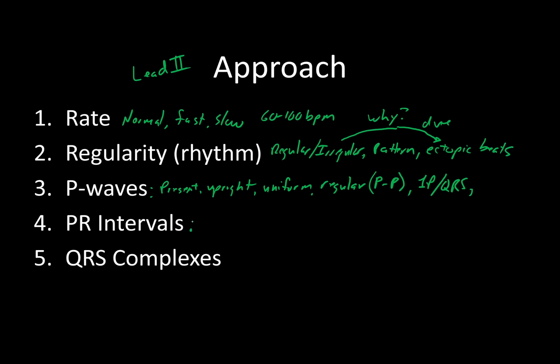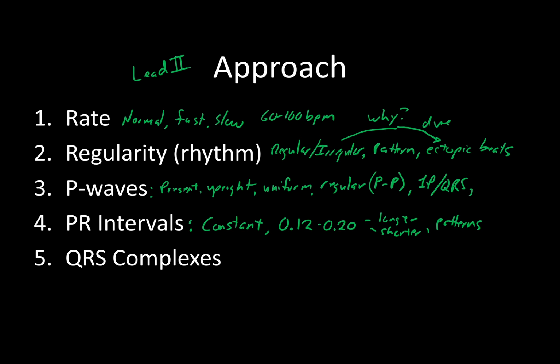Now for your PRI, which you can only measure if you have P waves, with the PRI you're looking to see if it's constant, and you're looking to make sure that it's between 0.12 and 0.20. Anything longer or shorter means you've probably got some kind of an arrhythmia going on. And again, with your PR interval, you're looking for that consistency, but you're also looking to see, is there any kind of patterns involved there as well.